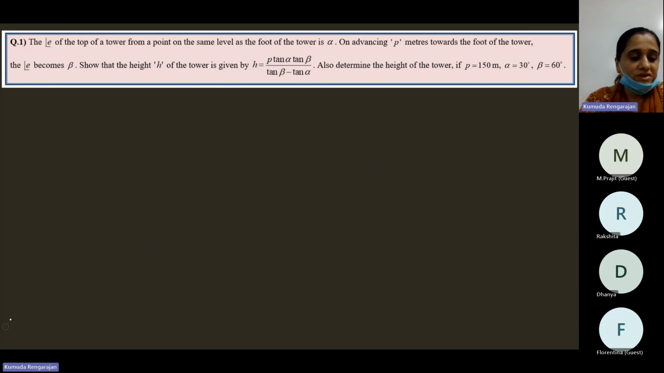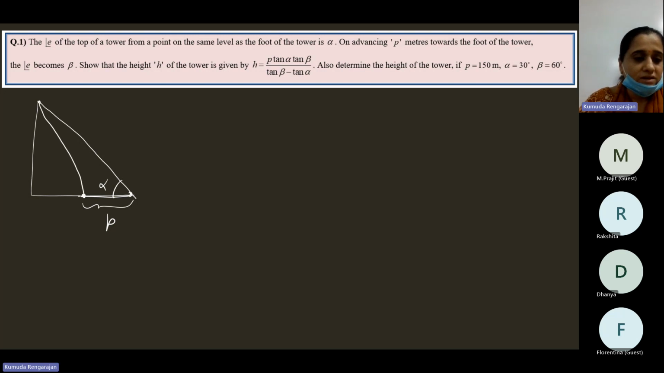So, with respect to the diagram, Florentina and Raja, the diagram is fine. Okay, so there's a tower. This is the ground. From here, the elevation of the top of the tower is alpha. The observer moves p meters towards the tower, so this distance is p. He stops here. He looks at the top of the tower. This is the line of sight. This is the horizontal. The elevation is found to be beta.